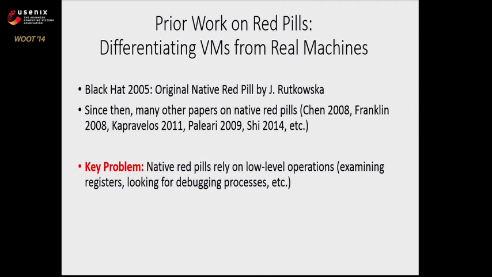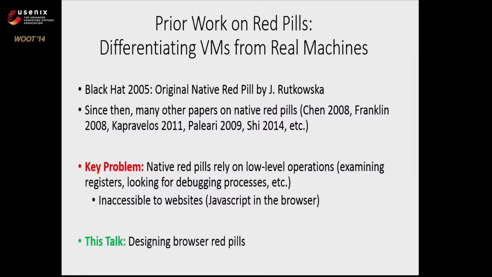But the key problem with trying to use native red pill techniques for browser red pills is that native red pill techniques rely on low-level operations. So they examine registers, they look for debugging processes that might be used in the VM, and other such low-level configuration detections. But when you think about browser red pills, right, these are JavaScript-based red pills that run within the browser. JavaScript can't examine contents of specific registers, they can't look at the processes running on the machine, and they can't use a lot of the low-level techniques that red pills use. So this talk will focus on how we design browser red pills in spite of these computational limitations.